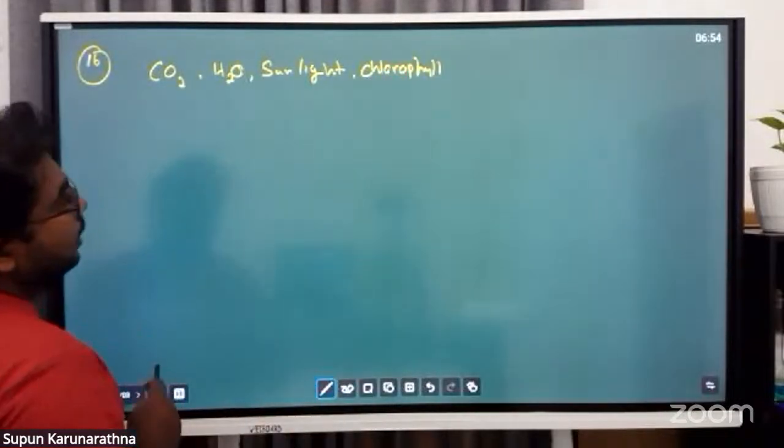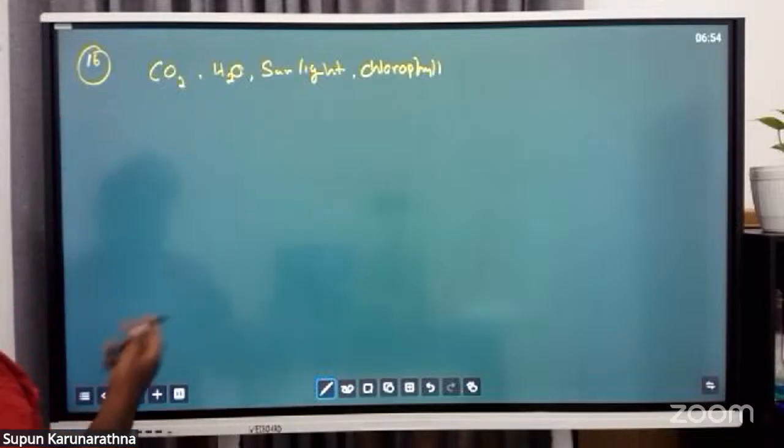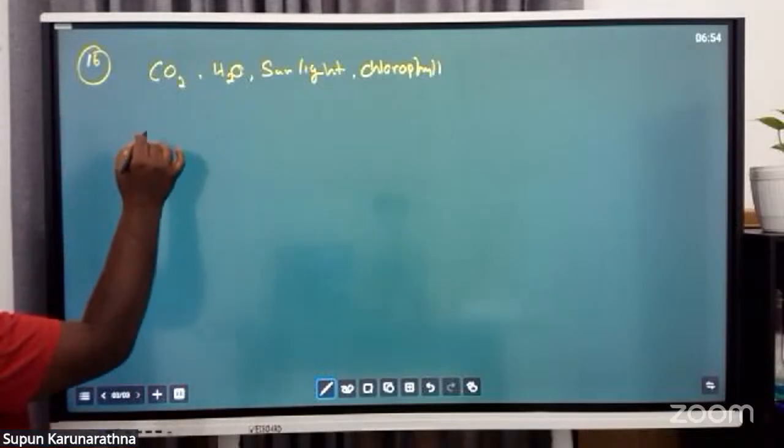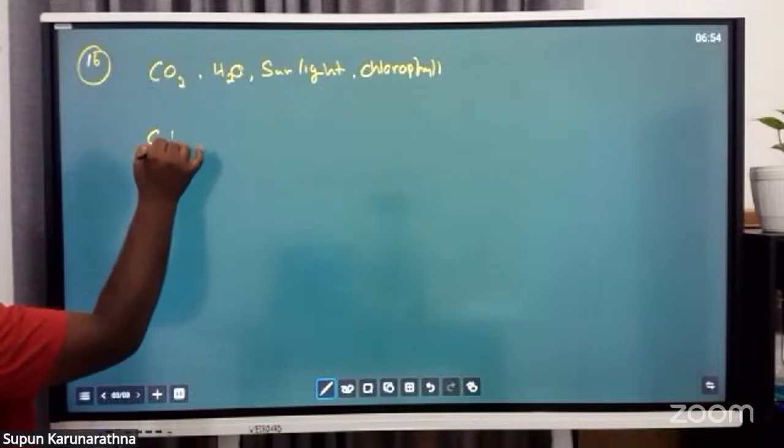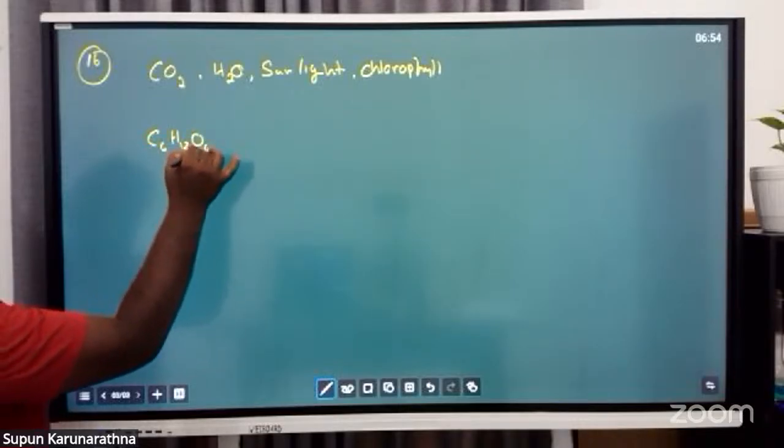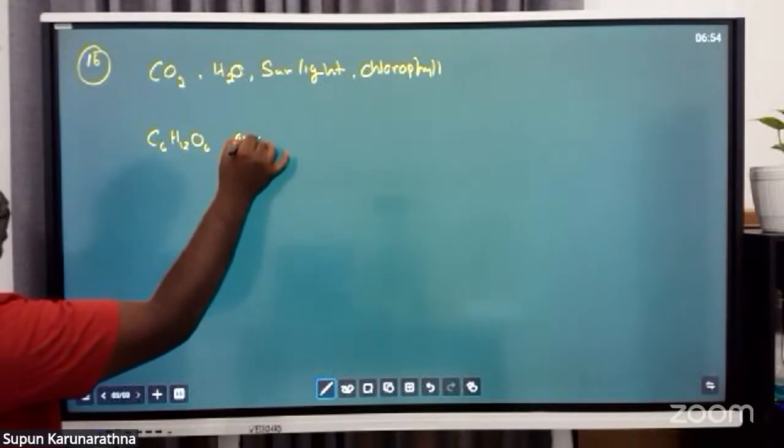Those are the factors required for photosynthesis. What are the factors produced during photosynthesis? The products are C6H12O6, glucose, and oxygen.